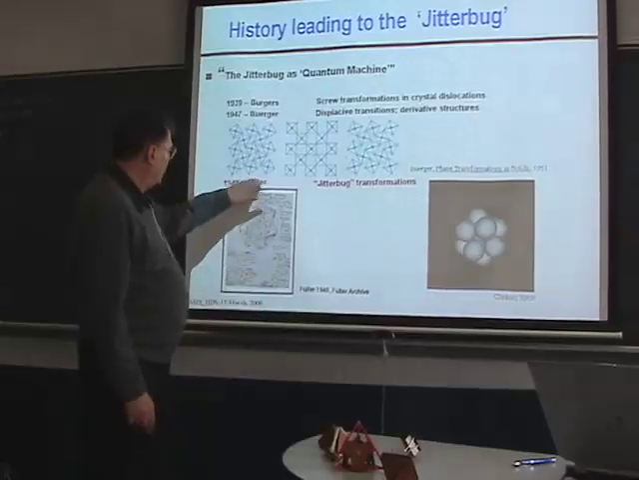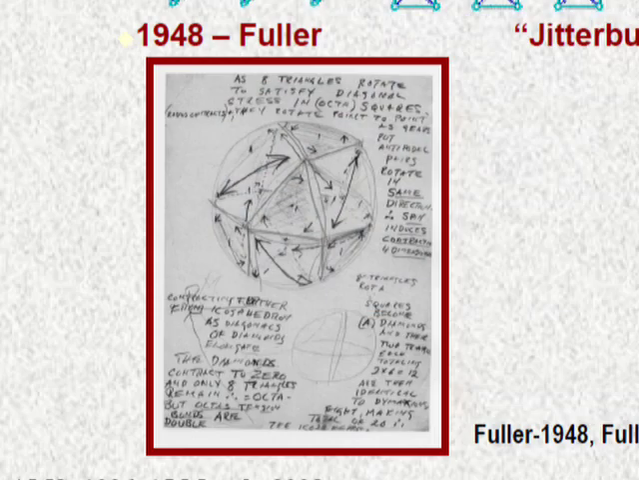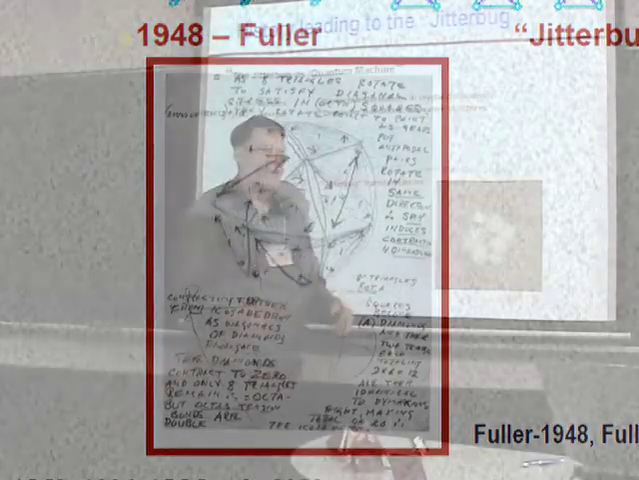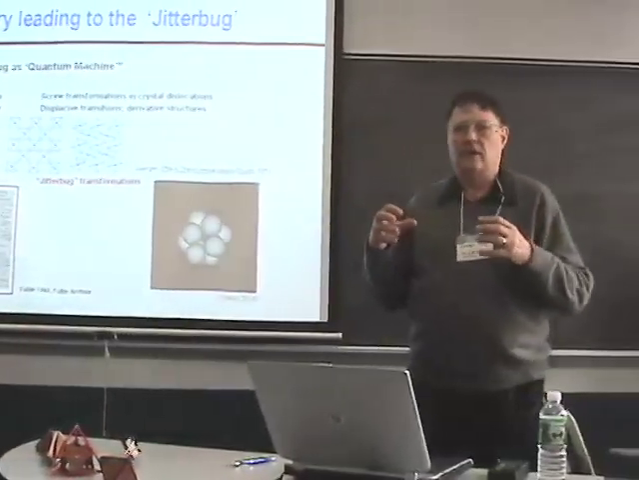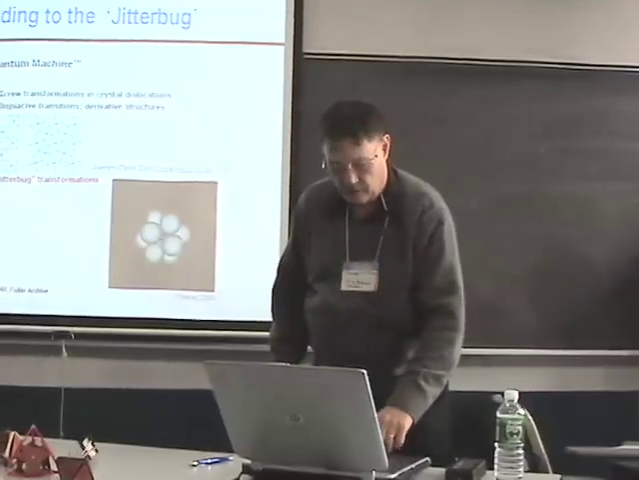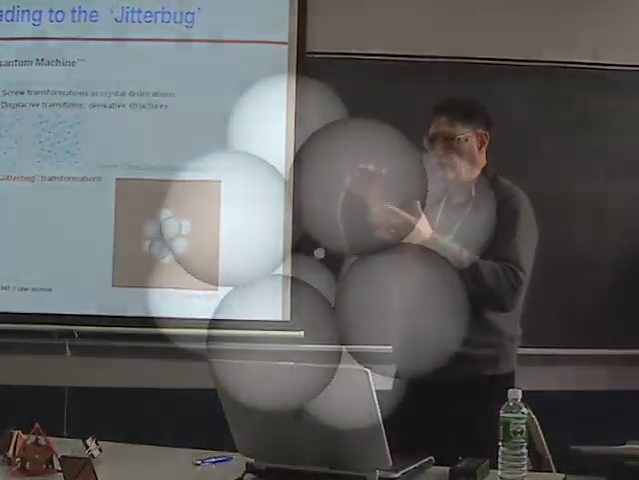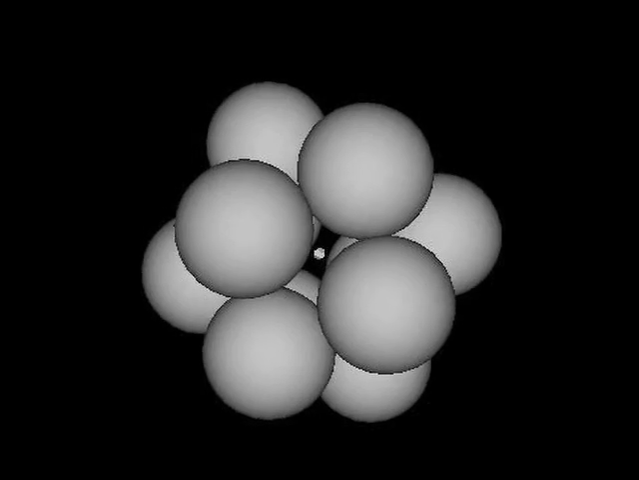And right at the same time, Fuller was studying and working with close packing, and he started asking the question, in the packing of spheres, what happens if you remove the center sphere? And he saw a collapse of the spheres into a new close packing position.